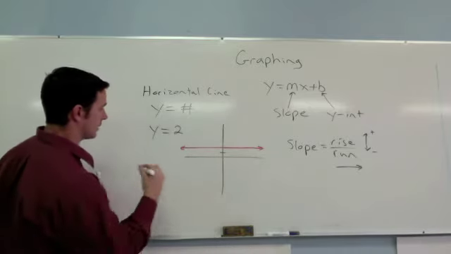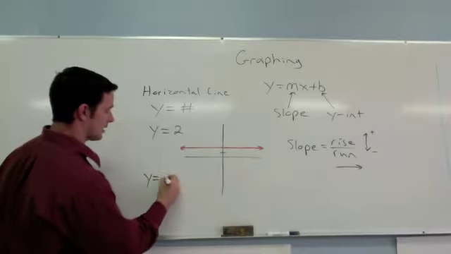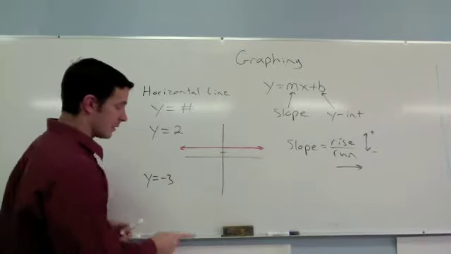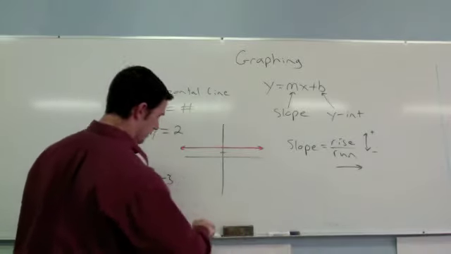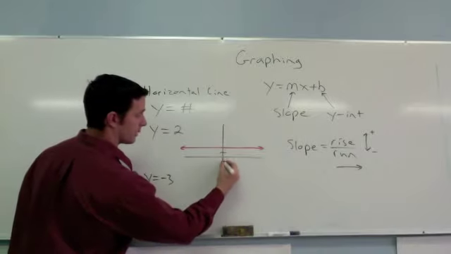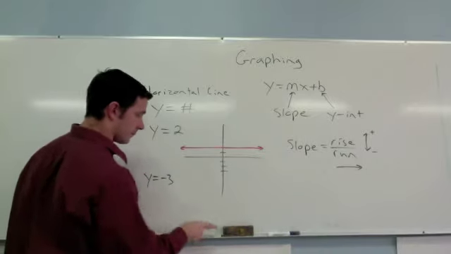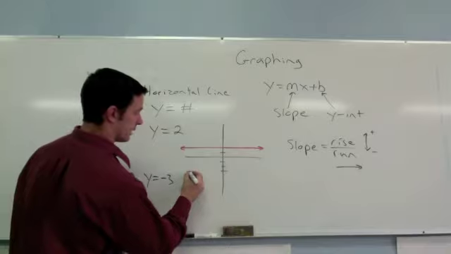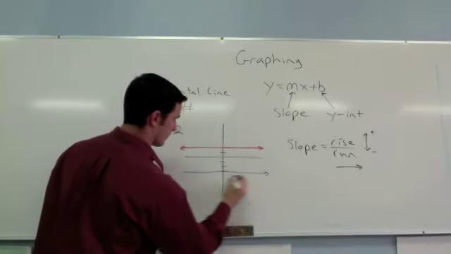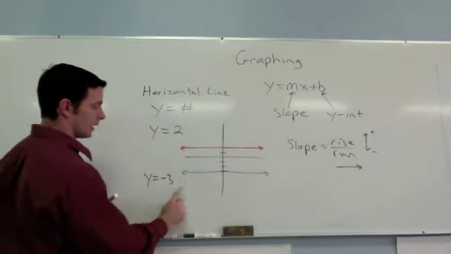Likewise, if I was to have something like y = -3. For y = -3, I would simply come down to -3 and draw a horizontal line. That's y = -3.